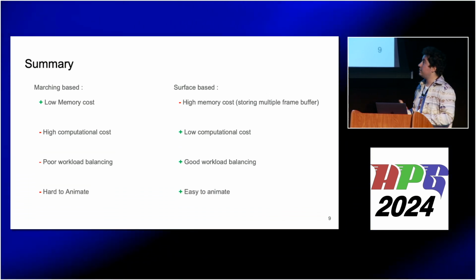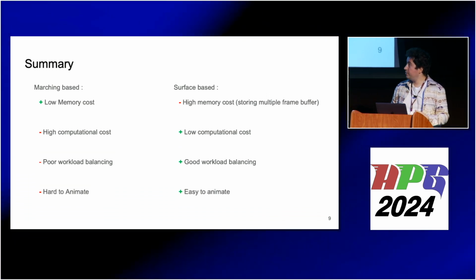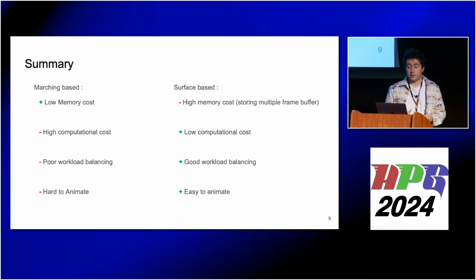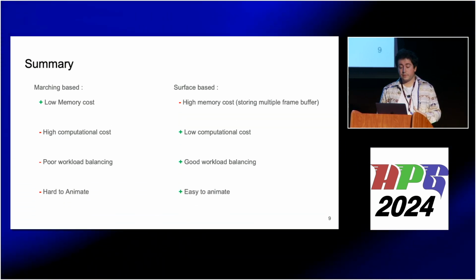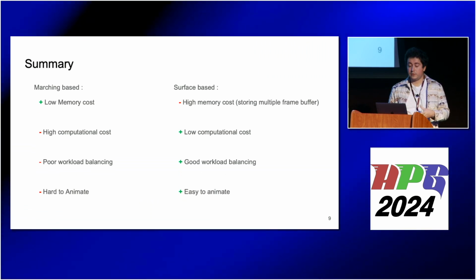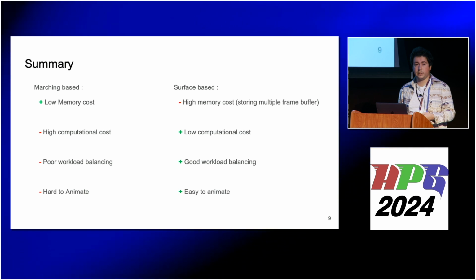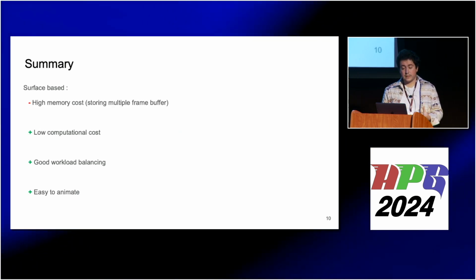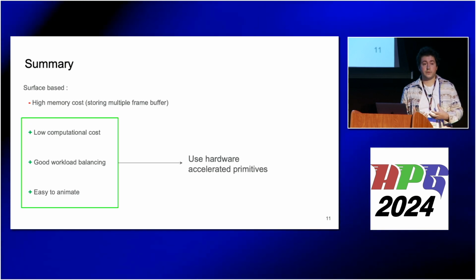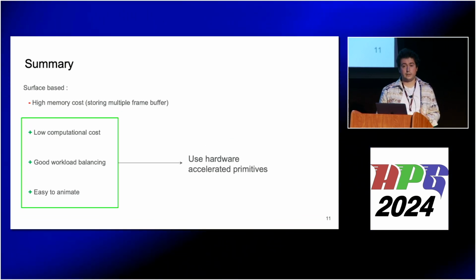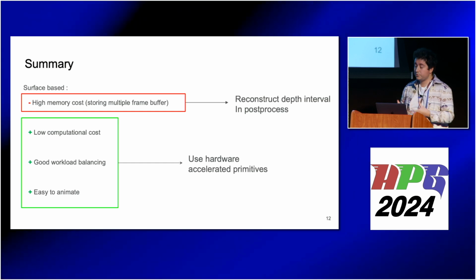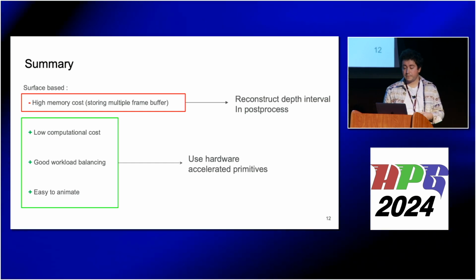Marching-based has the advantage of being low memory. However, it has a high computational cost, poor workload balancing, and is very hard to animate. In comparison, surface-based approaches have a very low computational cost, are quite good at workload balancing, and are easy to animate. If we focus on this type of approach, we can see that all the advantages come from the fact that we are using hardware accelerated primitives. The only drawback comes from the fact that we have to reconstruct all the depth intervals in post-process.